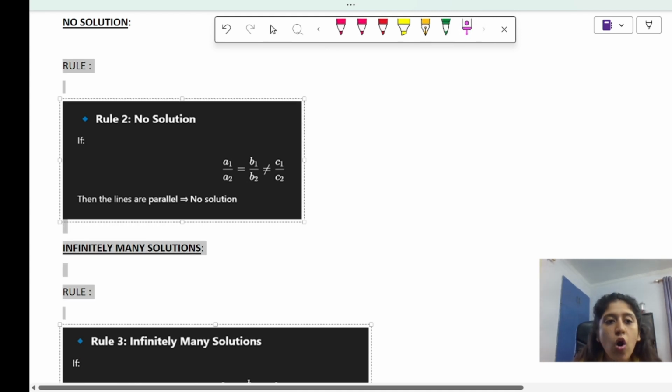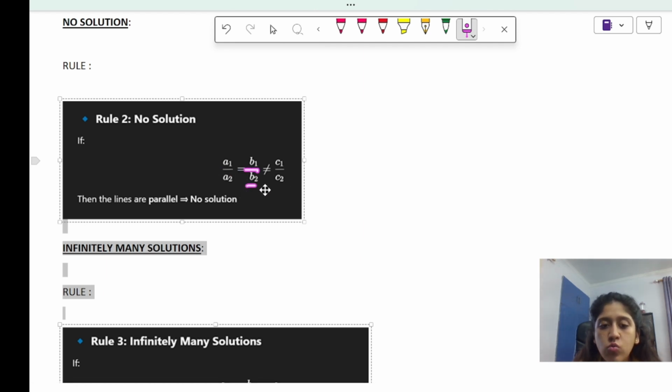Okay. Now for no solution, what do we have to do? हमें क्या करना है? For no solution, we have to basically see this rule. What is the rule? a1 by a2, b1 by b2, and c1 by c2. We have to find: a1 by a2 will be equal to b1 by b2 and will not be equal to c1 by c2. ठीक है, हमें ये try करना है that a1 by a2 is equal to b1 by b2 is not equal to c1 by c2. तो ये ratios अगर satisfy हो रहे हैं, that means कि आपका no solution है, ठीक है.